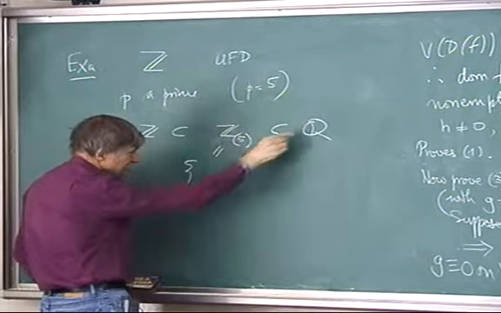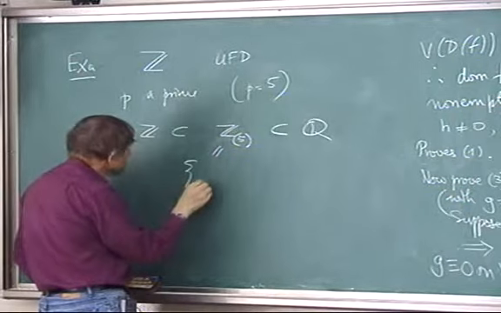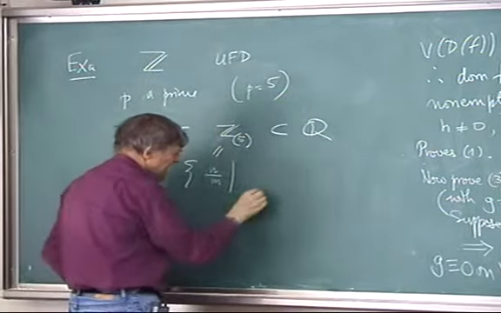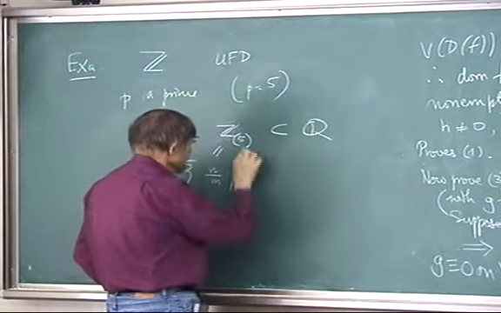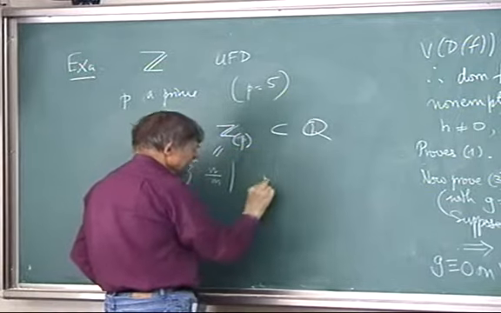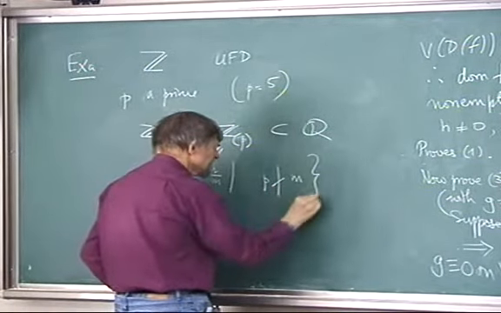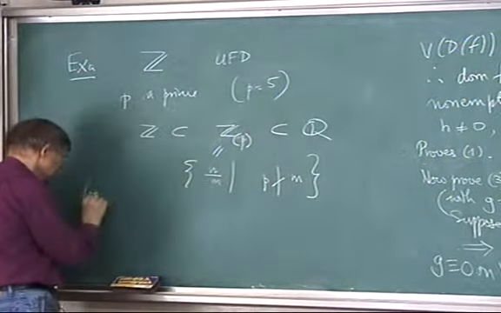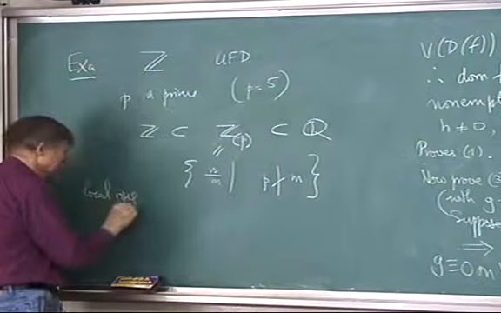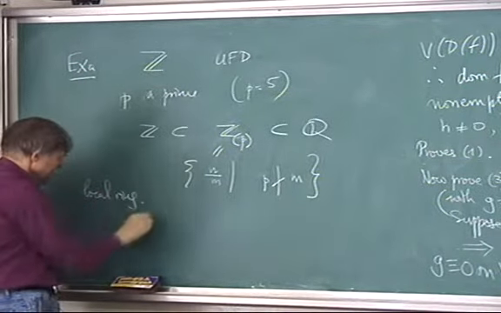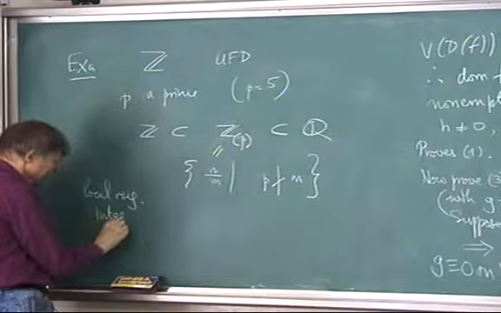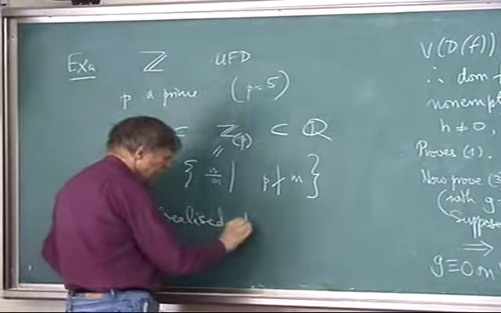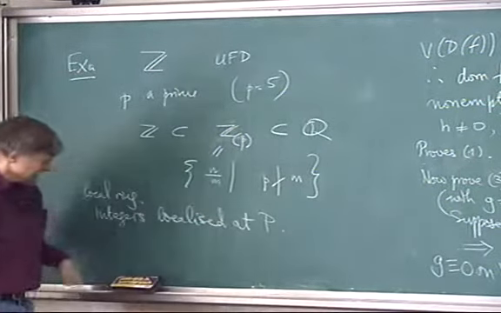So this is the set of all rational numbers, the set of all expressions n over m, where P does not divide m. Right? So this is a local ring. This is the integers localized at P. So what does localized at P mean?